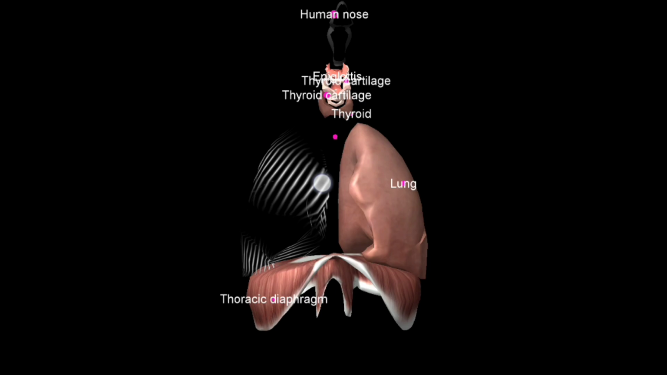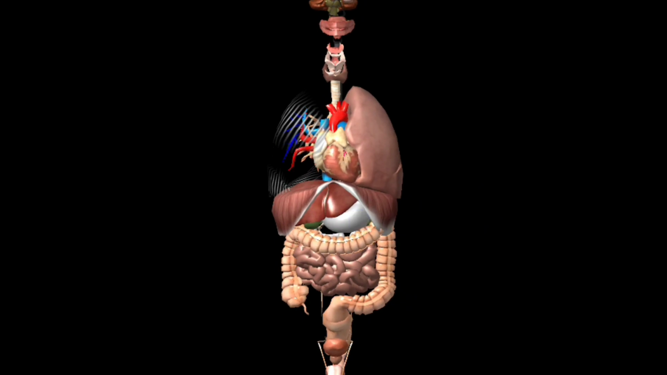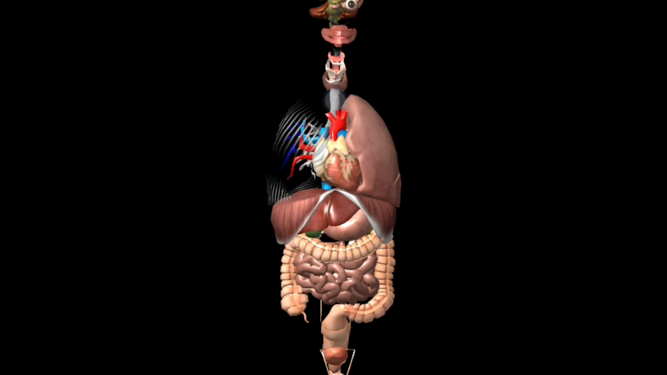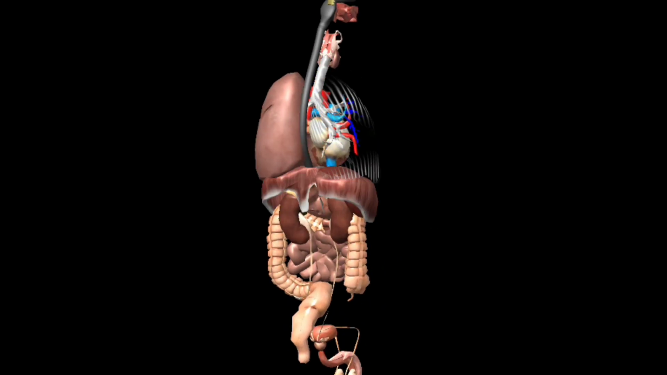Anatomy of the lungs. The lungs are a pair of spongy, cone-shaped organs located in the thoracic cavity, on either side of the heart. They are protected by the rib cage and separated by the mediastinum, a central compartment that contains the heart, great vessels, and other structures. The right lung is larger and consists of 3 lobes, while the left lung is smaller and has 2 lobes to accommodate the position of the heart.